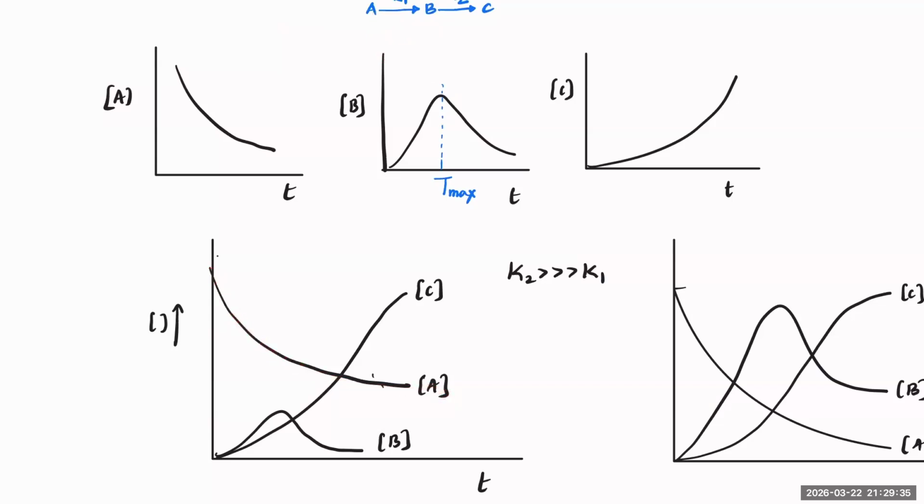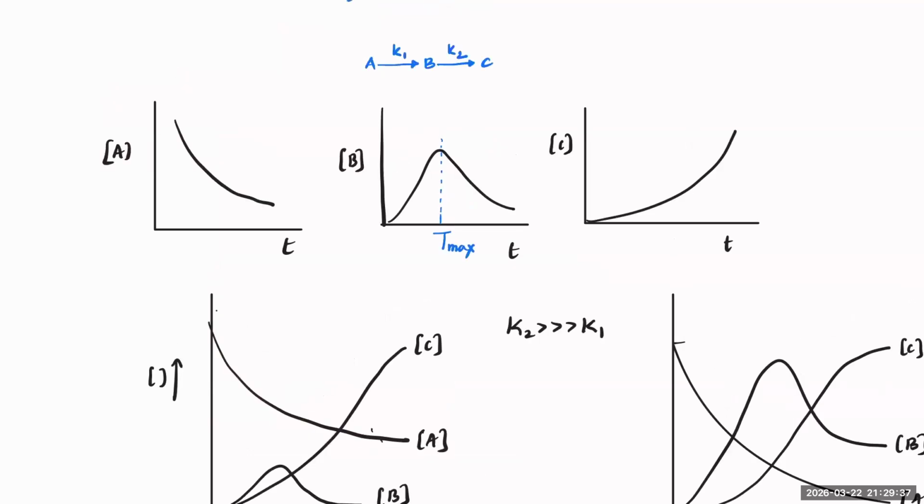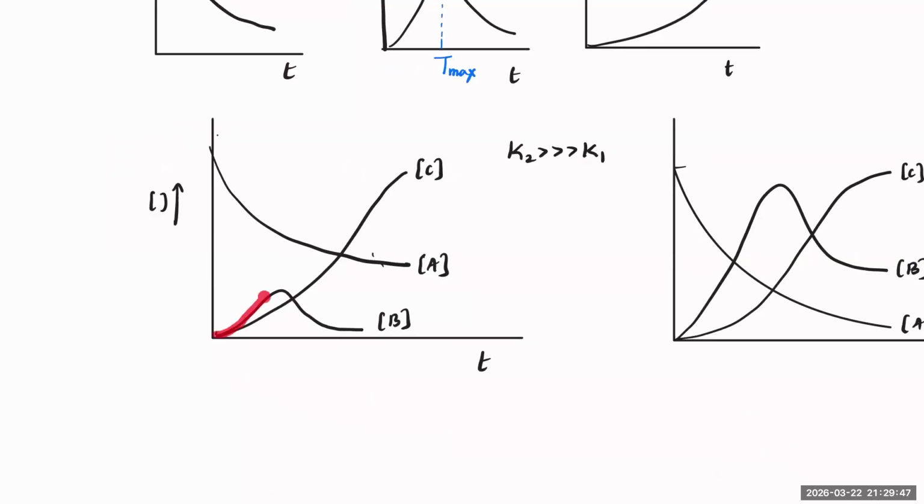But there are two things we can offer. Suppose this K2 value is very high compared to K1, which means the rate of change of B towards C is very fast. In that case, whatever B is initially forming, before it reaches a very high concentration, it will start losing out towards C. So the T max you receive will be at a sooner value, and the maximum concentration of B reached will also not be very high when K2 is far greater than K1.